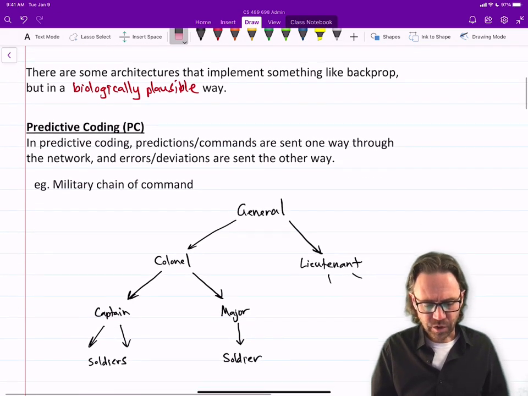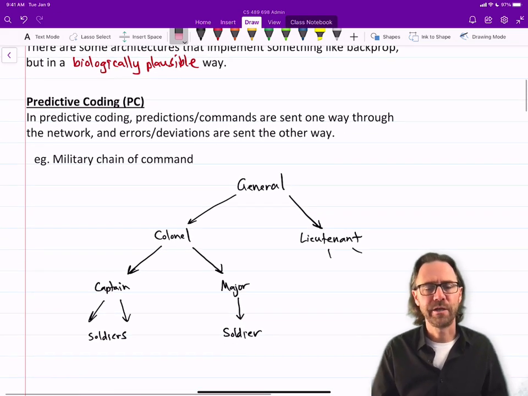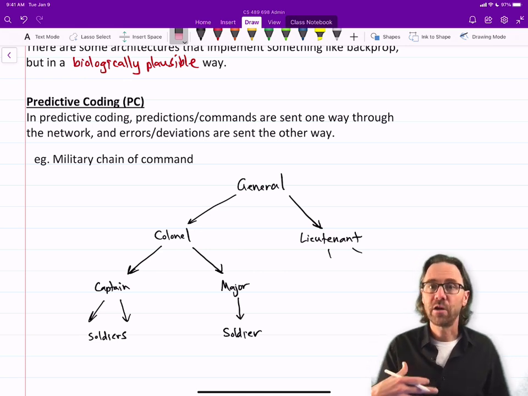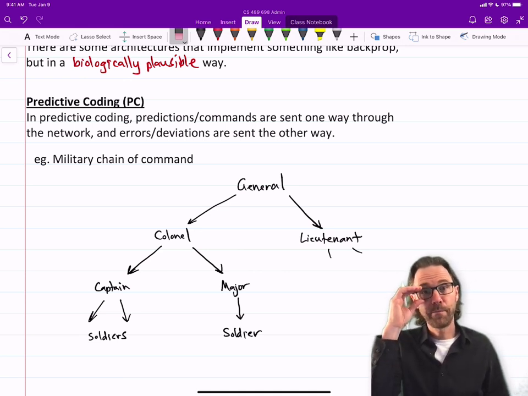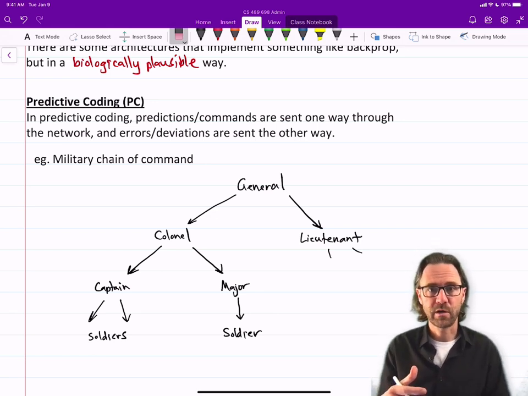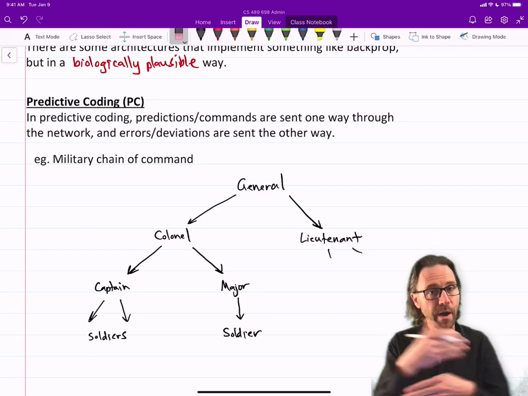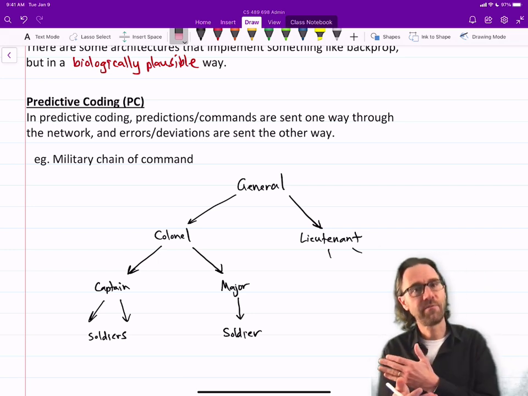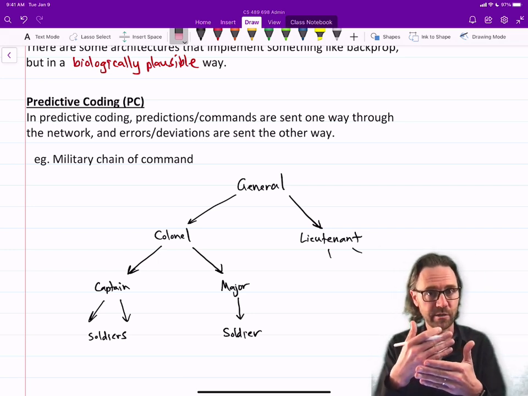So let's talk about predictive coding, or PC. In predictive coding, predictions or commands are sent one way through the network, and errors or deviations from those predictions or commands are sent in the other direction. So it's a bidirectional network. We have essentially feed-forward connections and feedback connections going simultaneously.